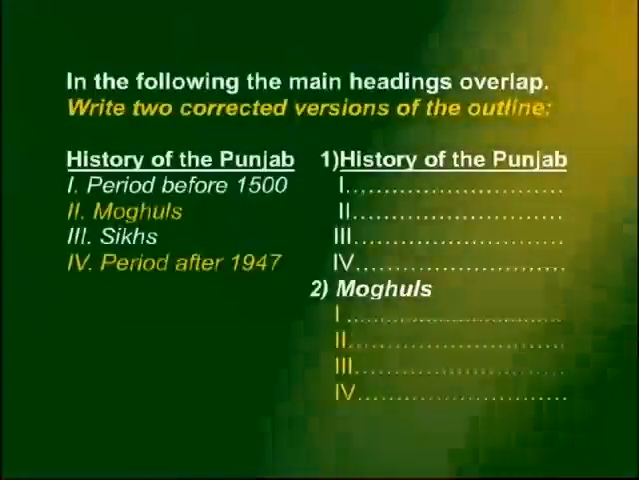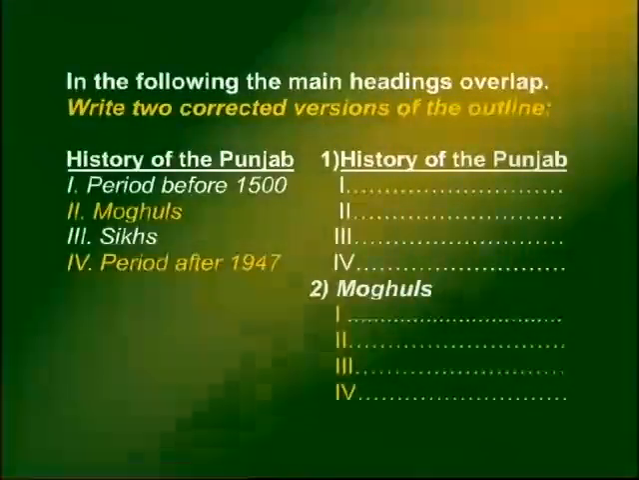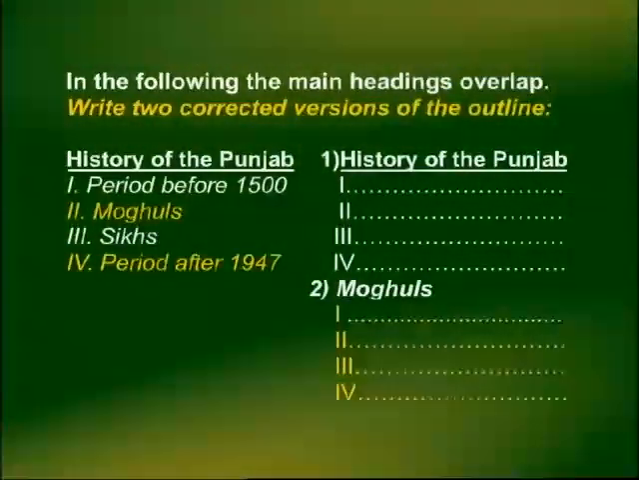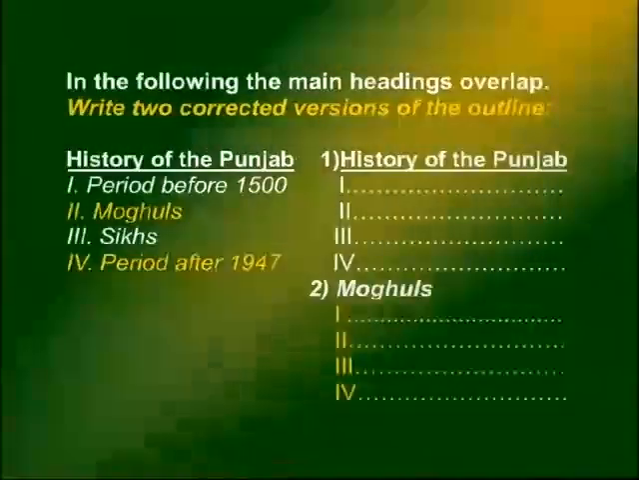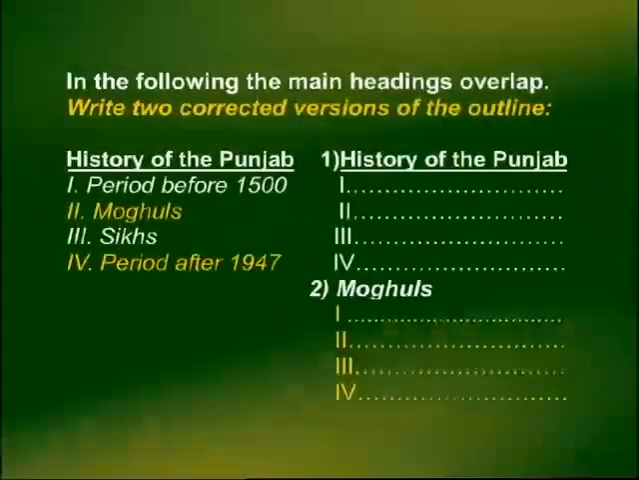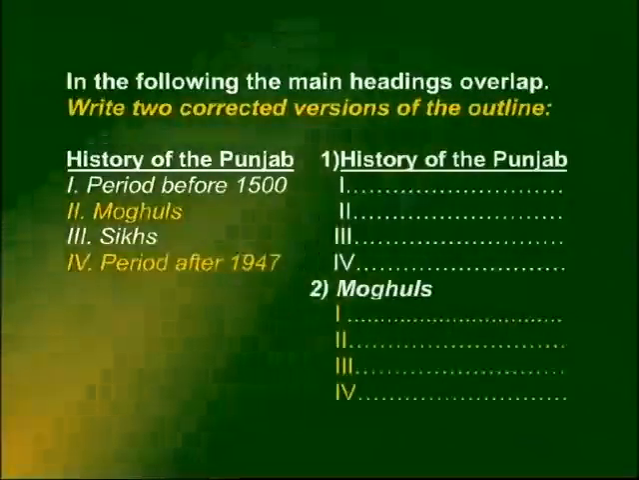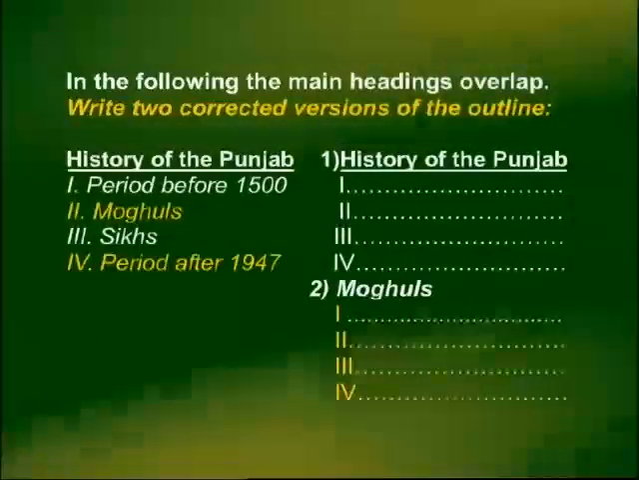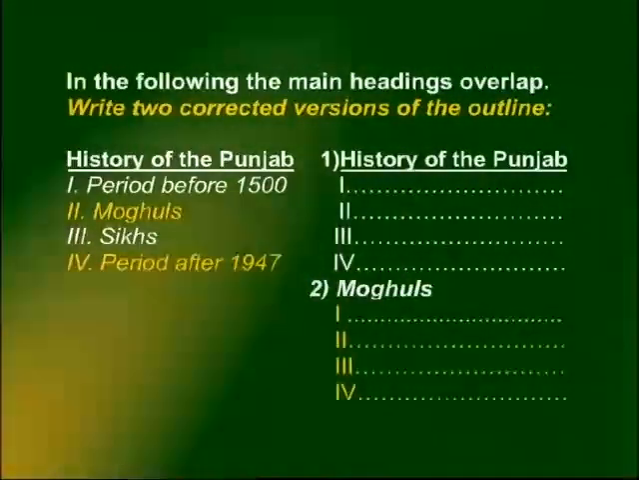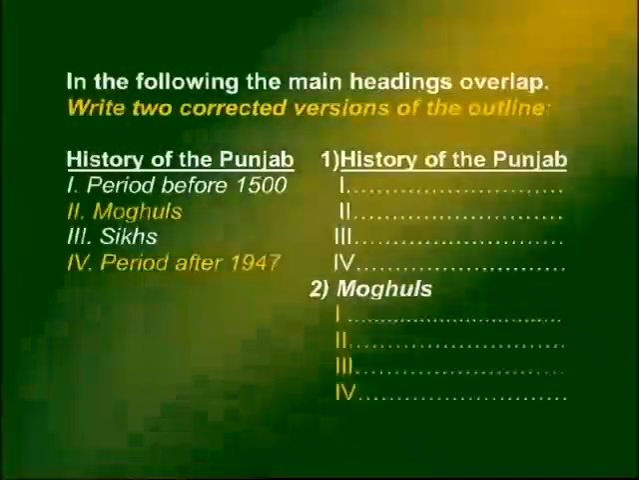Now, here is another example. In this example, the main headings on the left-hand side overlap. You should write a correct version. Write 2 correct versions. One on the left-hand side talks about the history of the Punjab. And you've got 4 periods. Period before 1500, Mughals, Sikhs, period after 1947. You could write it in another way.